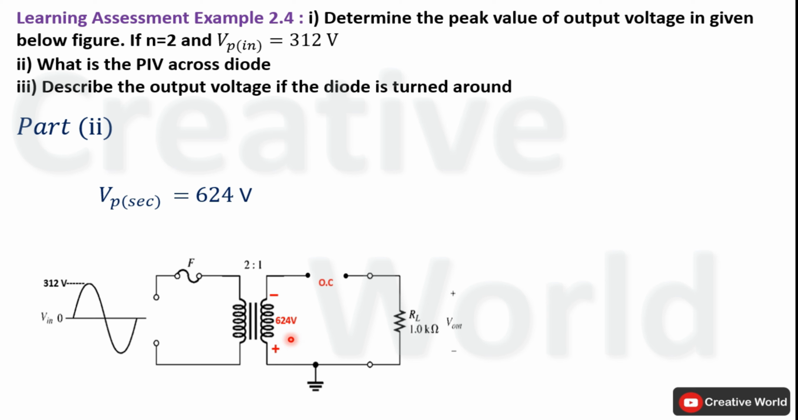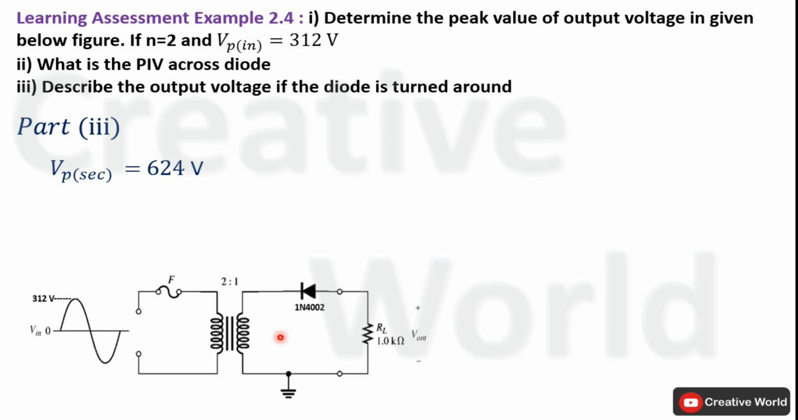In this case, V peak secondary voltage will remain the same, 624 volt. Now, because the diode is acting as an open circuit, no current will flow through this network. And whenever no current is flowing, the voltage drop across this resistive element will be 0 volt. So all of this voltage will appear across the diode. So we can say that peak inverse voltage will be 624 volt. Now move towards the third part.